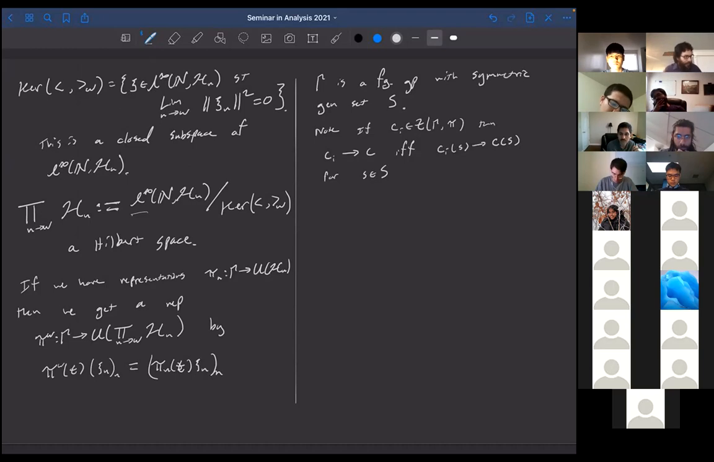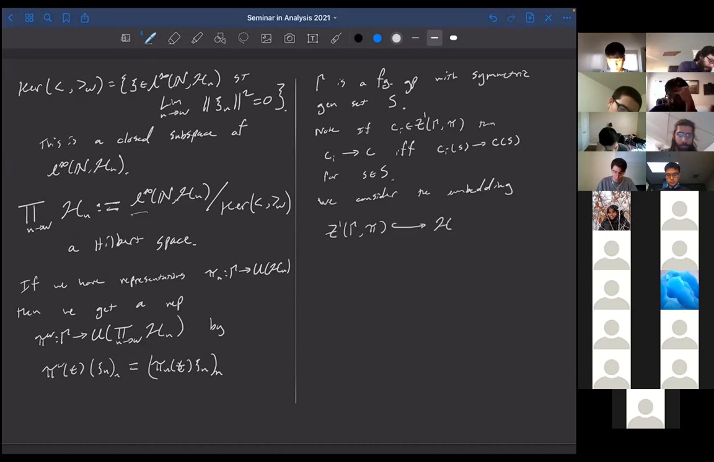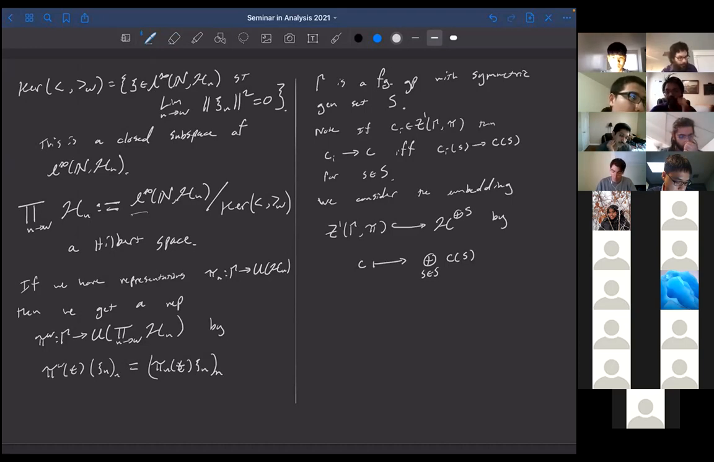The nice thing about this is that we can embed this topology on the space of cocycles in a Hilbert space. We consider the embedding of Z^1(Gamma, pi) into a direct sum of copies of H, indexed by S, where a cocycle c just gets sent to the direct sum over s in S of c(s). This map gives a homeomorphism of Z^1 onto its image. Moreover, the image is closed, so this identifies the space of cocycles with a closed subspace of a Hilbert space.